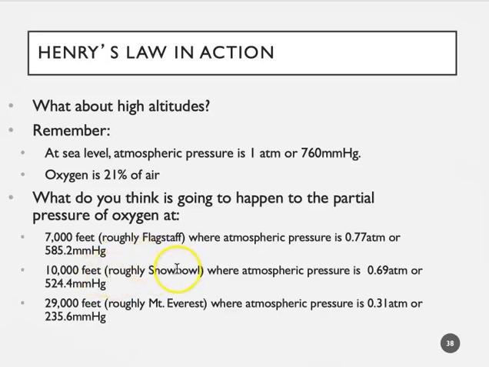If we go up even higher, roughly the elevation of Snowbowl, it goes even further. You can see that number here. So again, if we multiply 524.4 times 0.21, we get 110.1 mmHg of oxygen. Again, that partial pressure has decreased quite a bit from that 159.6 that we started from here at sea level.